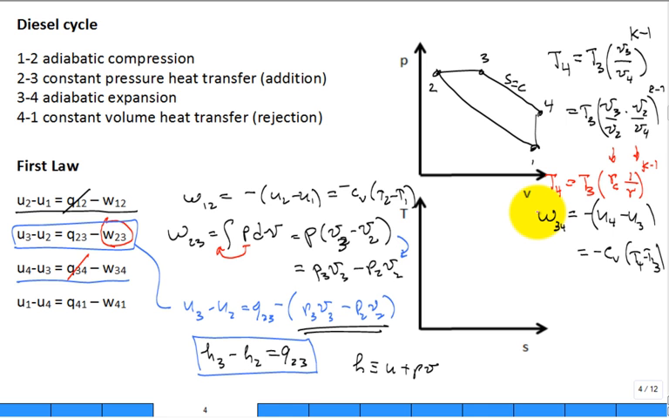That look good? Okay. All right. So that's a difference right there. And then 4 to 1, well, the work 4 to 1 is 0. So let's move on.